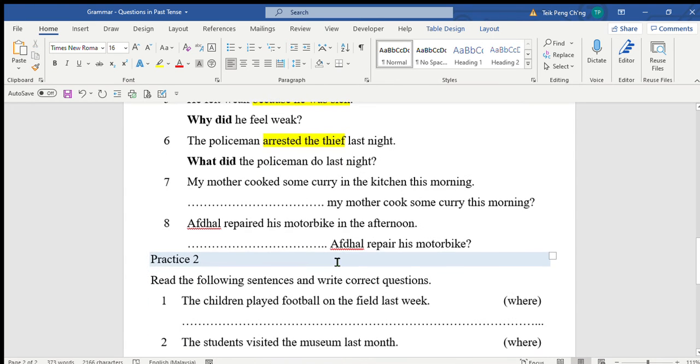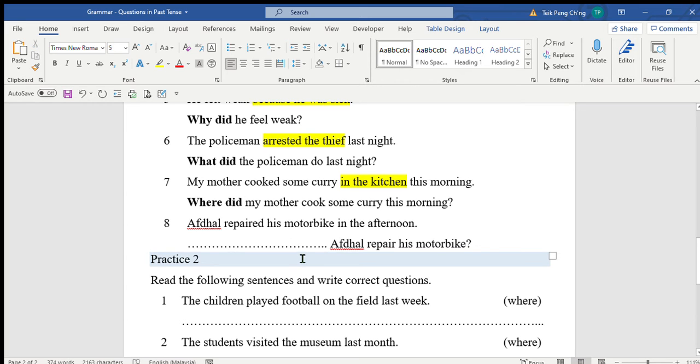Number 7. My mother cooked some curry in the kitchen this morning. Okay, now read the question below here. My mother cooked some curry this morning. Okay, and then what is the missing information here? In the kitchen. So it's about a place. So we have to use where did my mother cook some curry this morning.